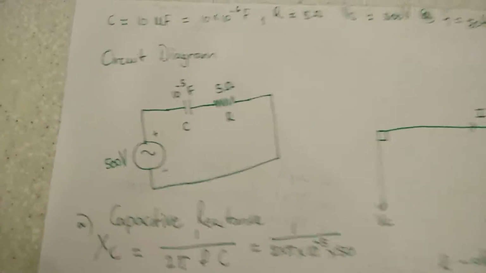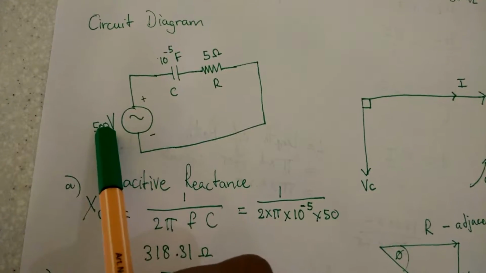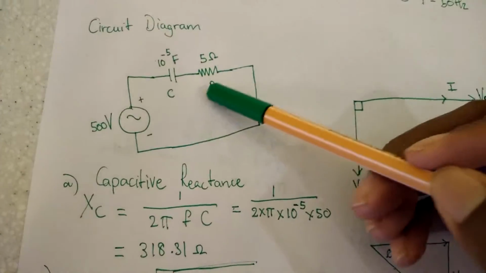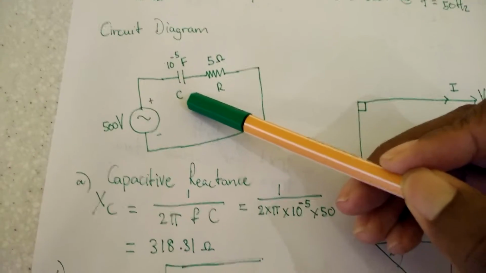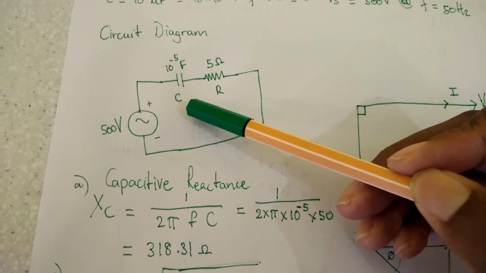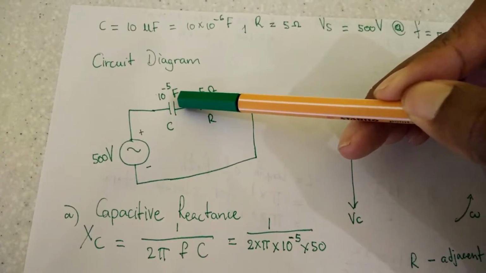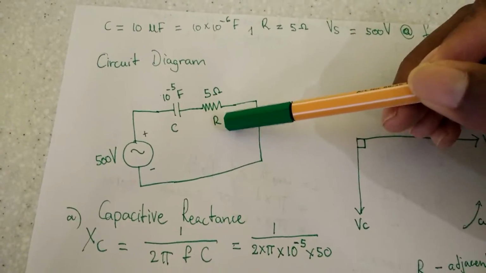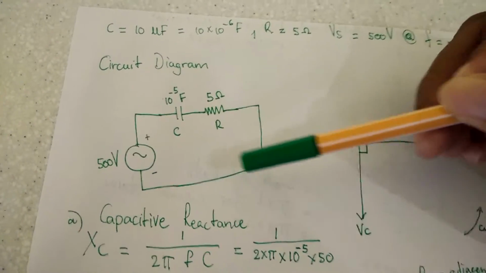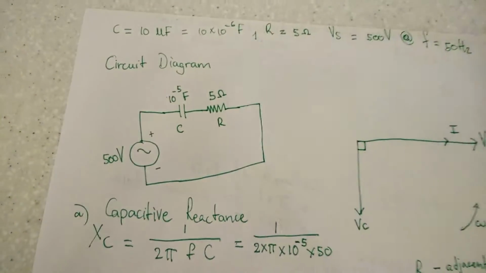So we draw a circuit diagram with our supply of 500 volts, AC supply, capacitance of 10 by 10 to the minus 6 farads, which is the same thing as 10 to the minus 5 farads. So I just changed it in the diagram. And a resistance of 5 ohms. So this will be the circuit diagram because the capacitance and resistance are in series.